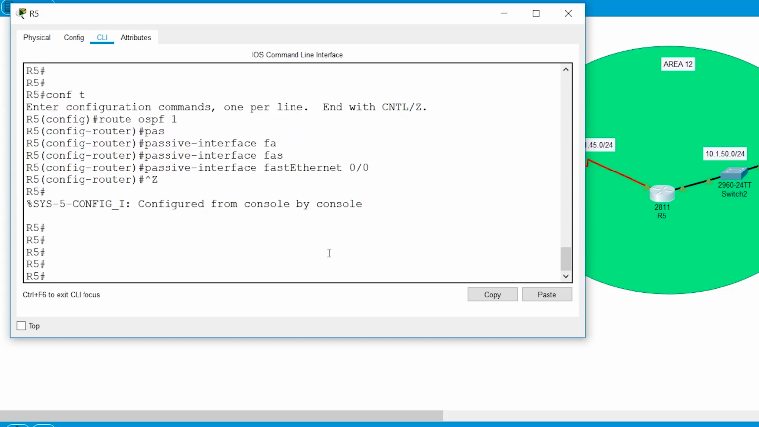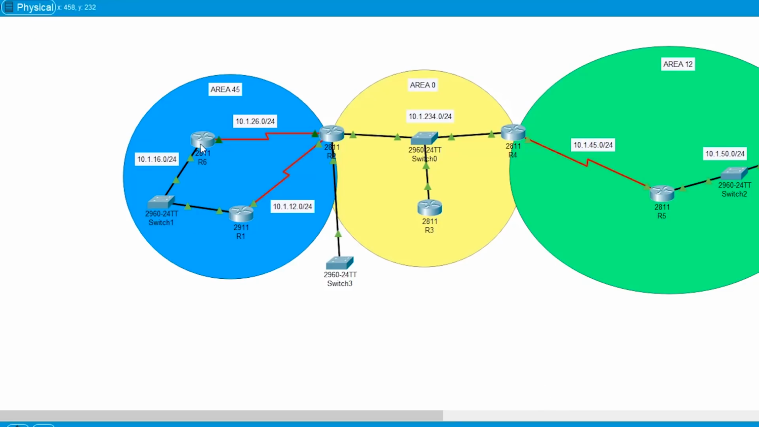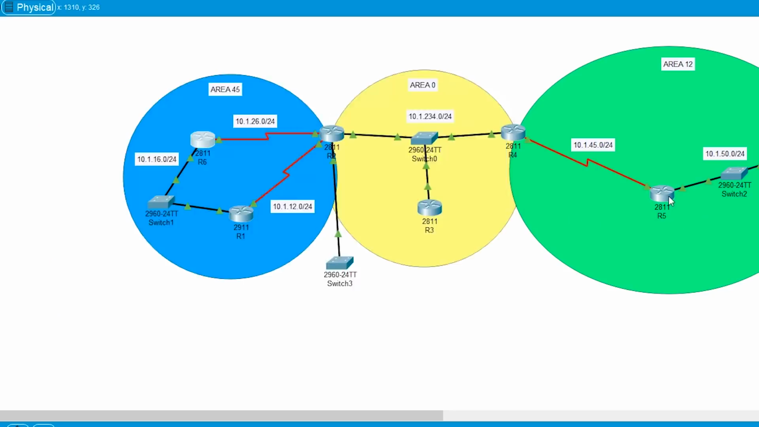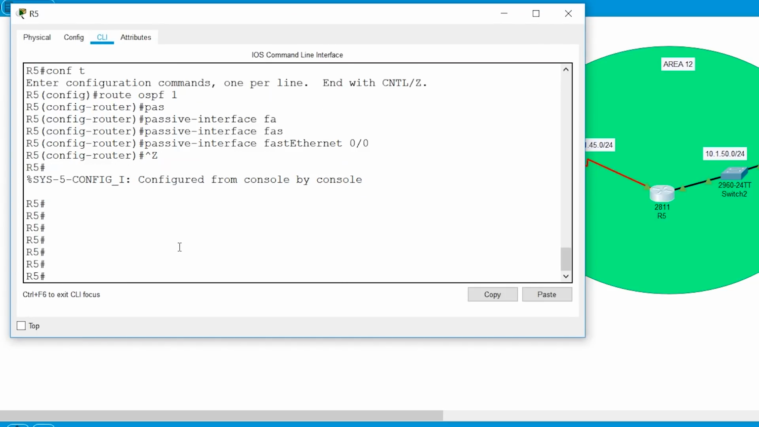So now if you've done this, what will happen is router 5 will not send hellos on that interface. This network is still in OSPF. We can verify that by going here and putting this command. We can still see that the 50.0 network is there. It's advertising those networks into OSPF, but it is not getting any hello packets on that interface.